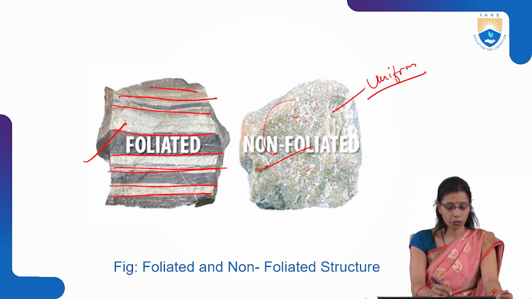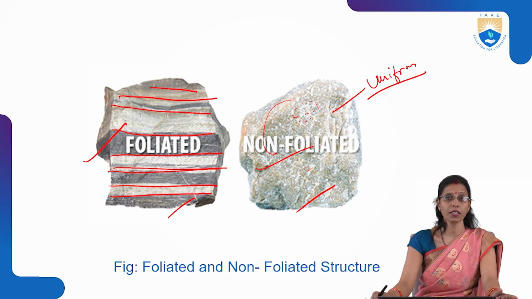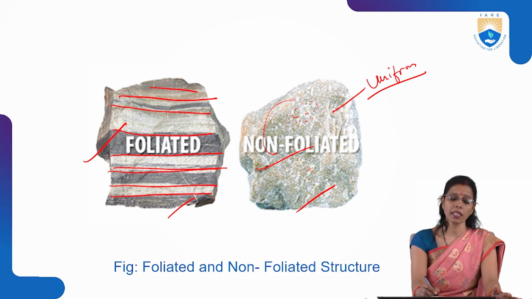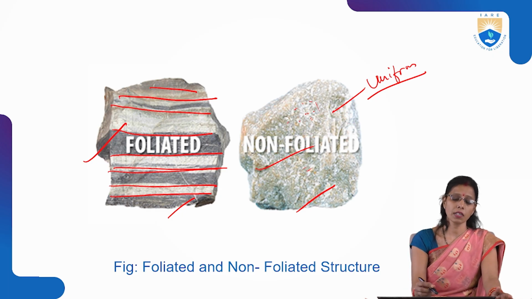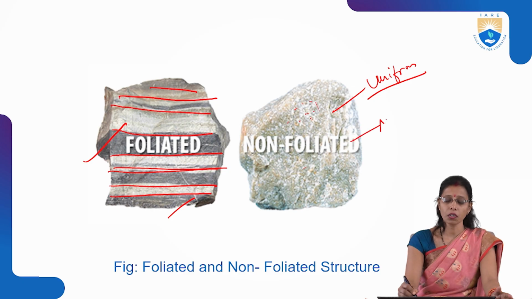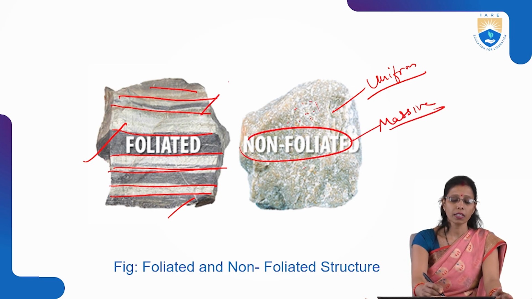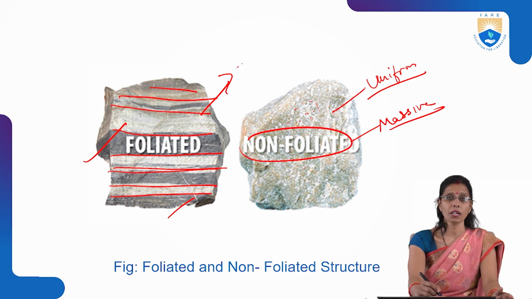So this, as I told you, is foliated and non-foliated. As you know, non-foliated is a massive kind of structure, a uniform kind of structure. You cannot see any kind of layering. There are no layers here, and the structure is uniform, or we call it massive. Massive structure is non-foliated. Whereas in the foliated kind, you have banding layers, bands or layers on the rock.